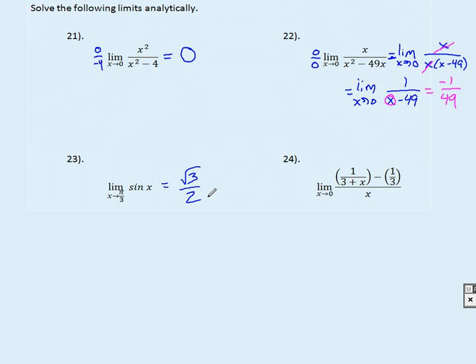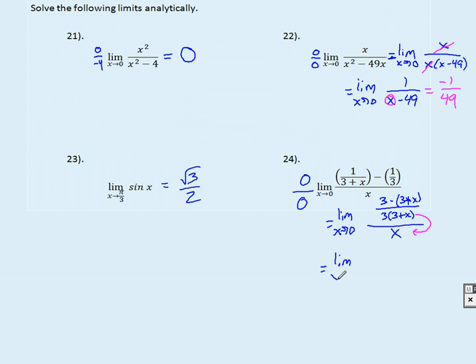And 24, if I plug in, I'm going to get 1/3 minus 1/3, which is 0, on both the top and the bottom now. So what I need to try to do is to make a common denominator. So on top, my common denominator is going to be 3 times the quantity 3 plus x. To get that, I need to multiply the first one by 3, and the second one by 3 plus x. All that is over x. Now remember, because I have a denominator in the numerator, I can kind of shift that downward. So this is what we're going to have.